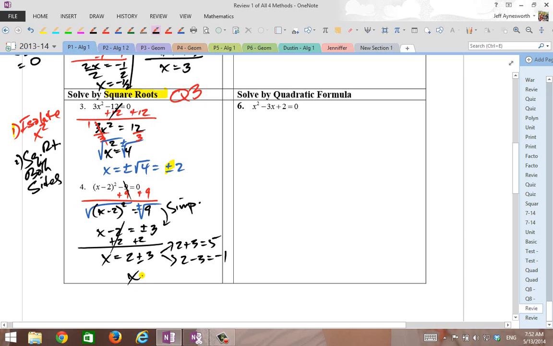So x is equal to negative 1 and 5. See, there's 2 solutions there. First you add, then you subtract. That's all you have to deal with here, guys. The plus or minus symbol means first you add, then you subtract.